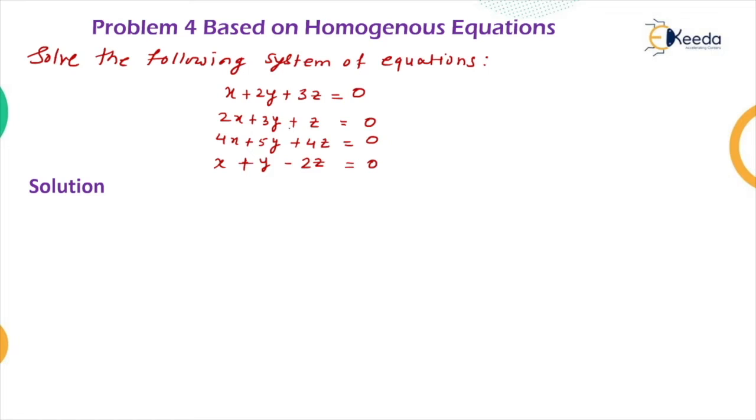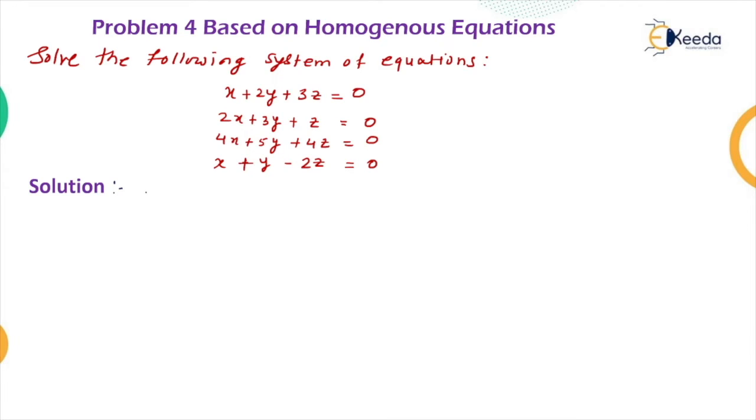Solve the following system of equations. Equation 1 is given as x plus 2y plus 3z equal to 0. The second equation is 2x plus 3y plus z equal to 0. The third equation is 4x plus 5y plus 4z equal to 0, and x plus y minus 2z equal to 0. So observe very carefully.